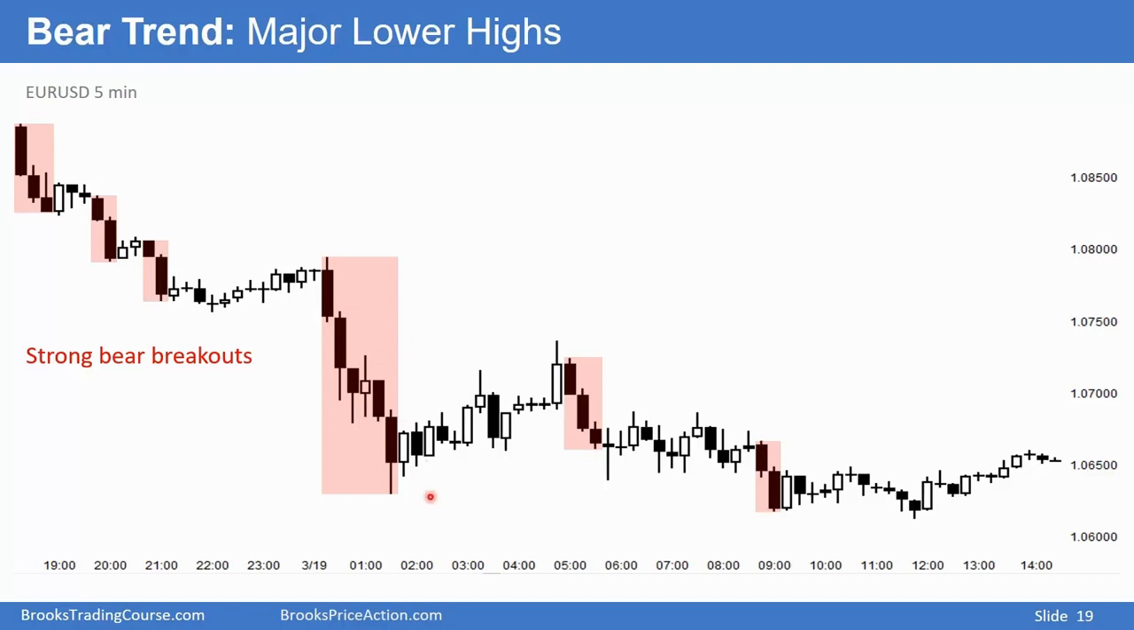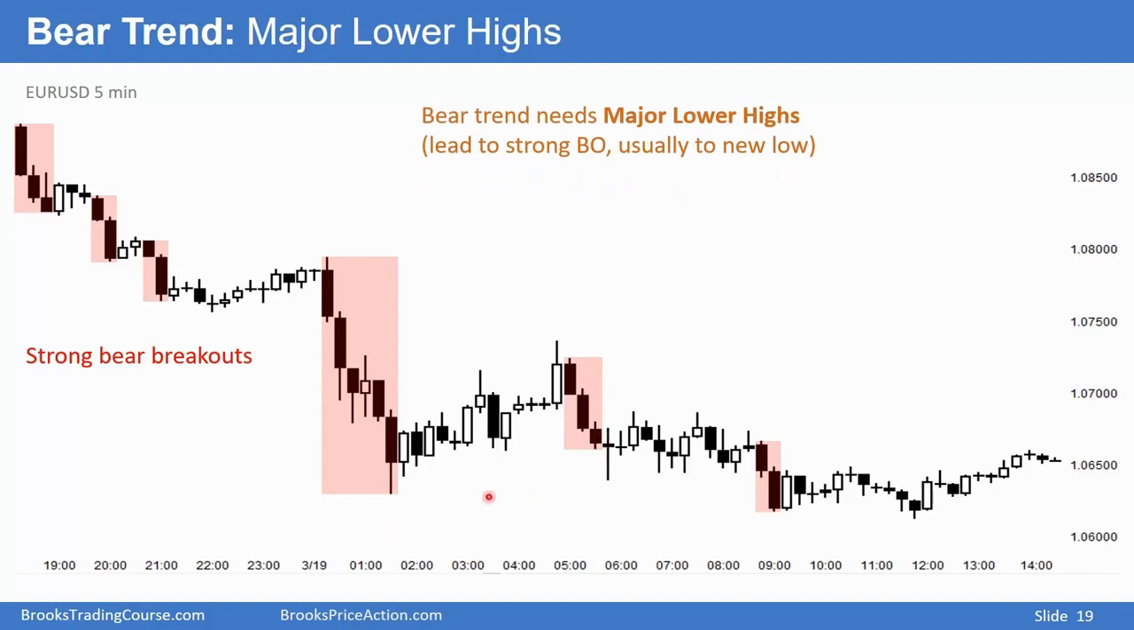It's obviously not as major as this, but still, most bulls would start buying above that high. Most bears would get out above that high. So it's a major reference point. A major lower high usually gets a breakout to a new low. Usually, not always.